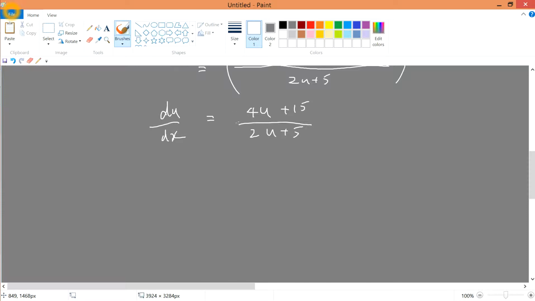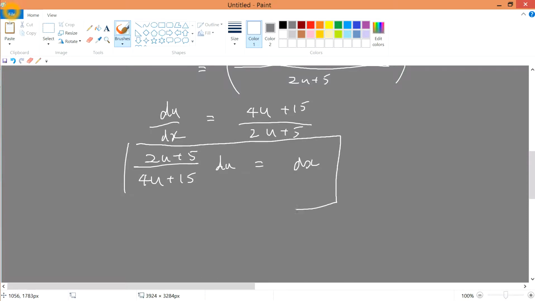Now I'm going to group all the u on one side, x on one side. So what I have is 2u plus 5. I'll just bring all this up, bring all this down, and then just simply use the algebra method. It is equal to dx. Shouldn't have done that, but du is equal to dx. So I'm just bringing dx up there. I think you get what I mean. I'm just simply doing algebra.